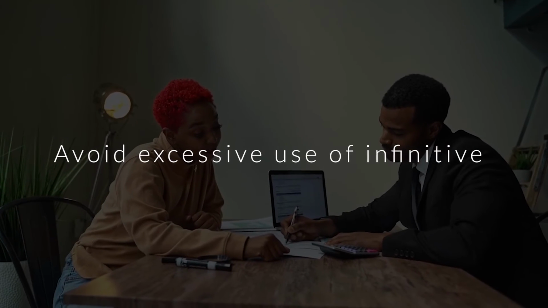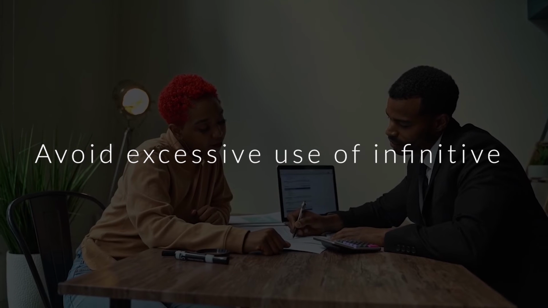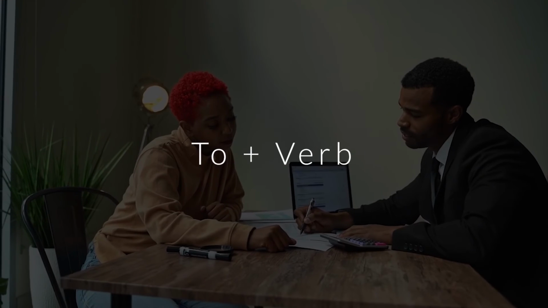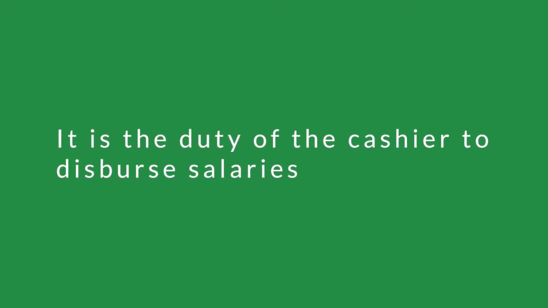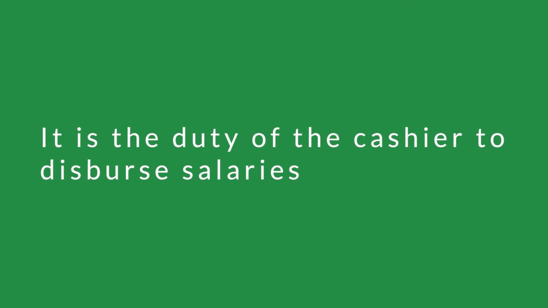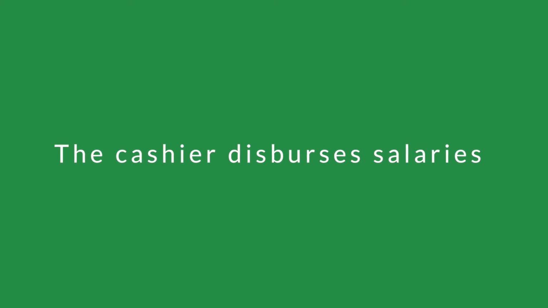Next, avoid excessive use of the infinitive, basically to plus verb. For instance, it's the duty of the cashier to disburse salaries. Or, the cashier disburses salaries. It's my job to supervise. Or, I supervise. Which of those do you think makes more sense to you? Both of them communicate something. But rather than saying it's my job to supervise, I supervise makes you own the situation.